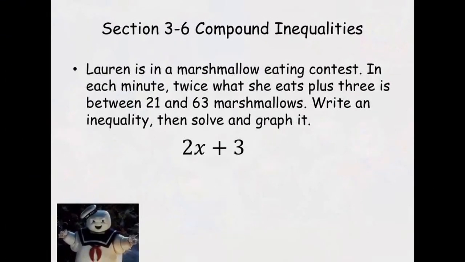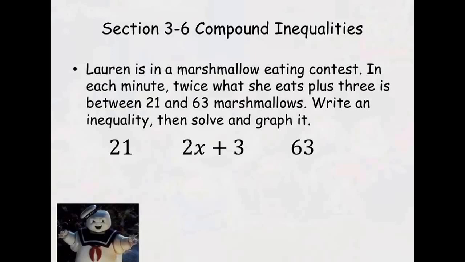So, we know some things about Lauren and her marshmallow eating contest, and we can use this word twice to translate to twice what she eats. So we don't know what she eats, that's why that is the x. Twice that is 2 times that. Obviously the plus 3 part comes in here. But next, this other part says it's between 21 and 63. So the way we deal with it is we literally put it between 21 and 63 to show that this quantity is between those two numbers.